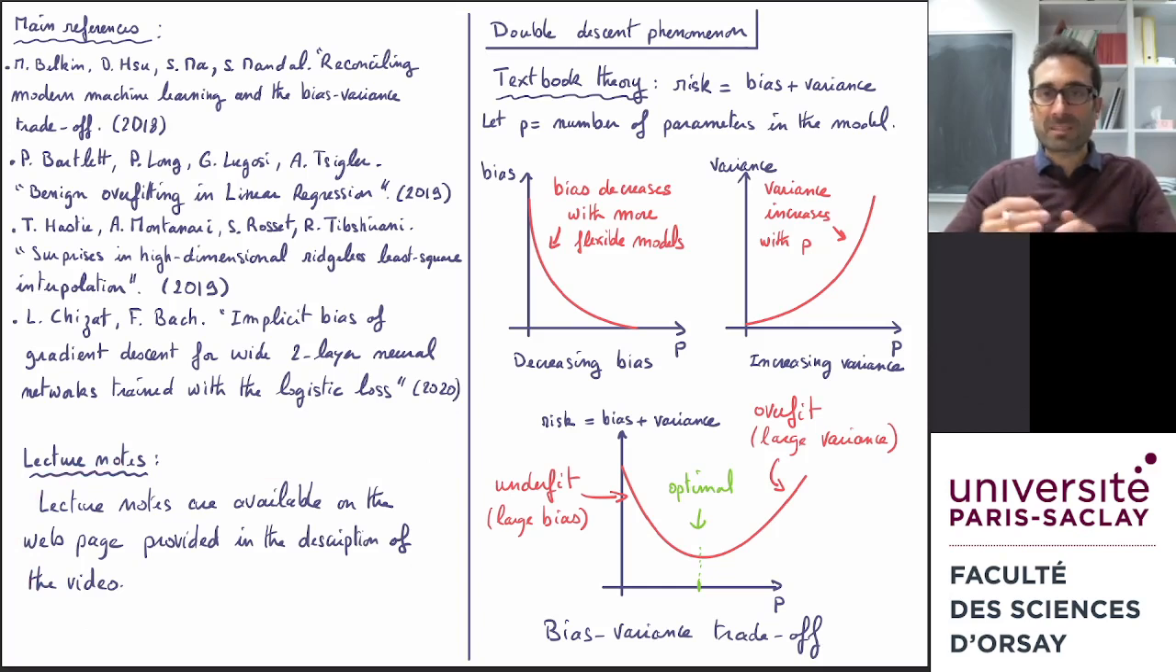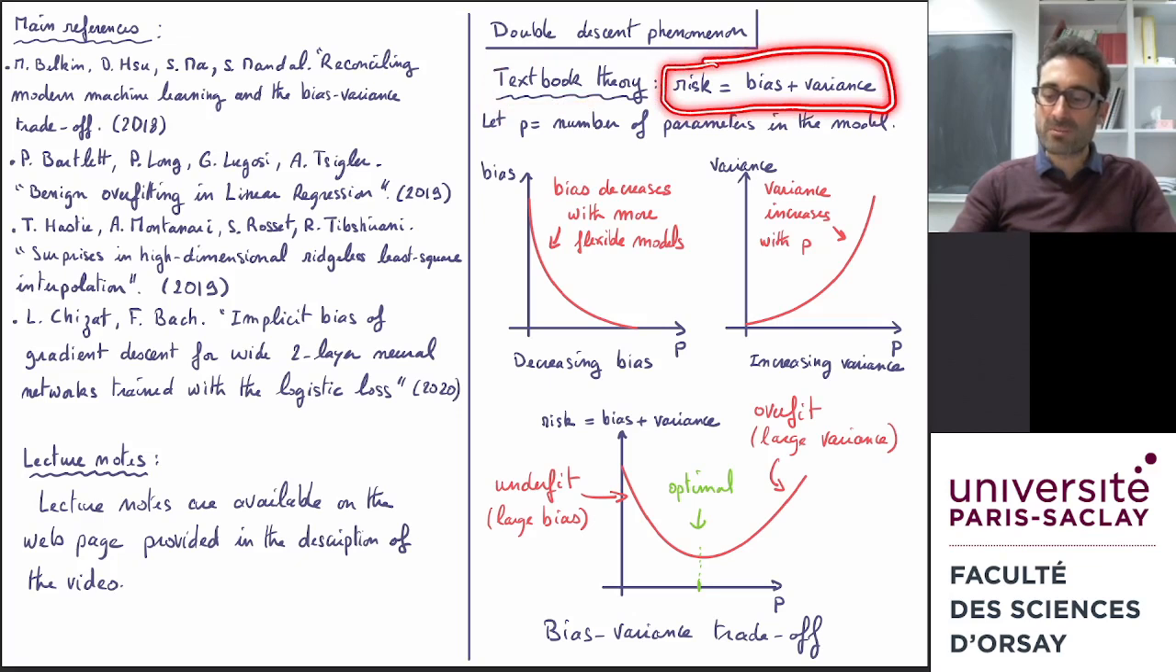Before explaining this topic, let me give some motivation for looking at it. Very classical theory tells you that you have to find a good balance between bias and variance. If you look in any textbook, what you will find is the following. First of all, you can decompose the risk as the sum of a bias term and a variance term. Now, look at the complexity of the model, for example the number of parameters in your model.